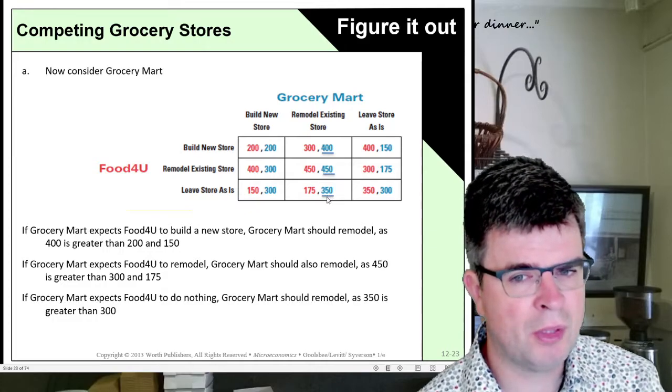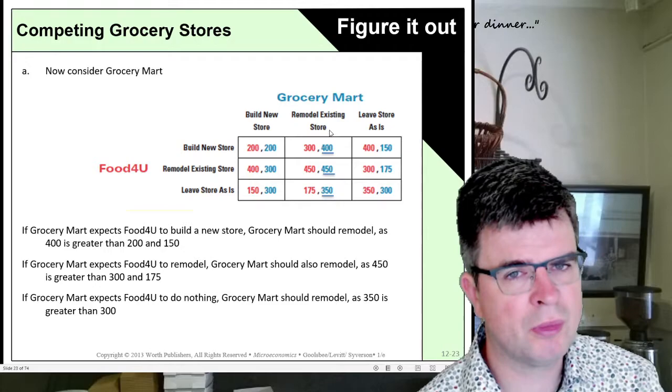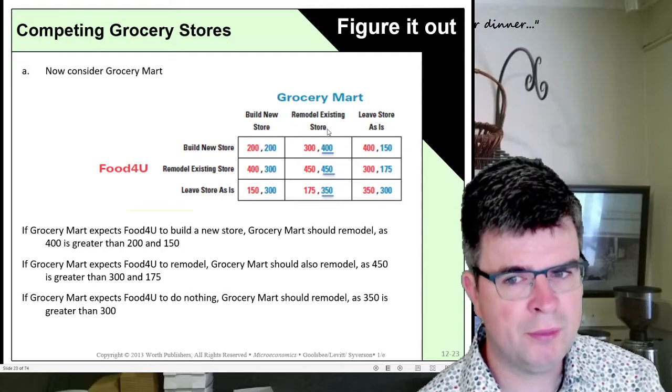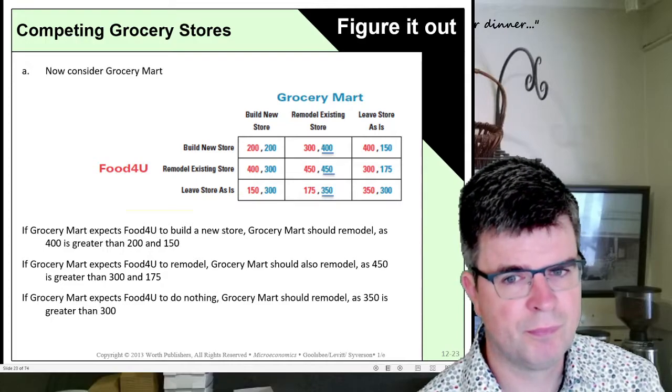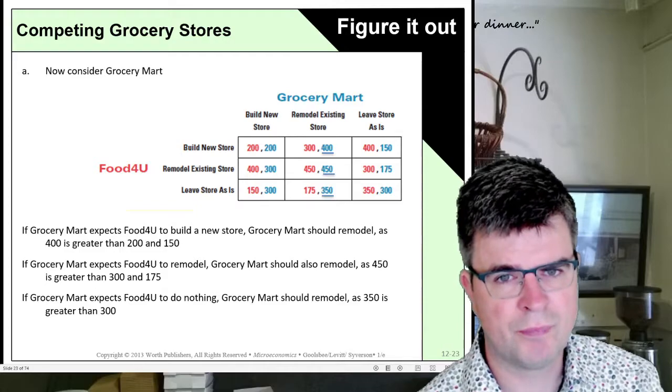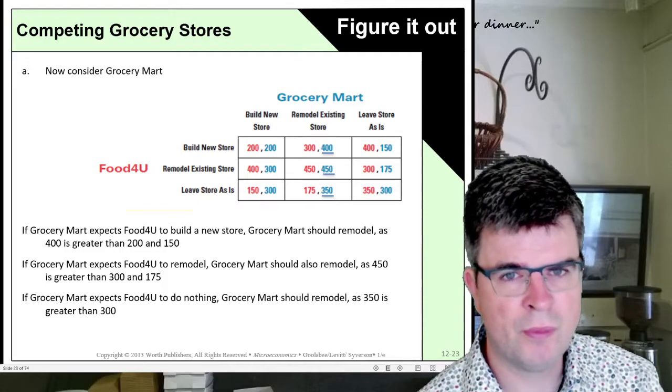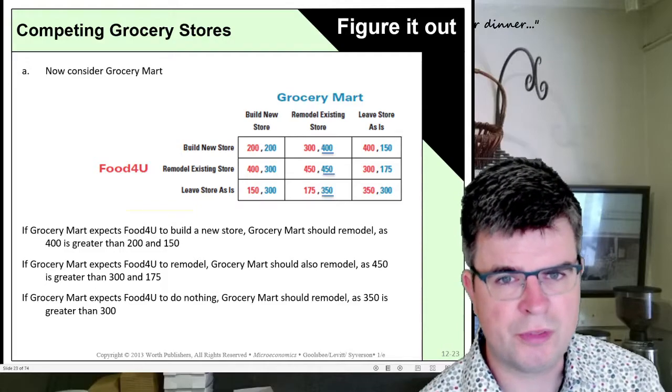So Grocery Mart finds it optimal to remodel its existing store no matter what Food for You will decide. So Grocery Mart has one dominant strategy: remodel the existing store. It's always the optimal thing to do, no matter what Food for You will decide.